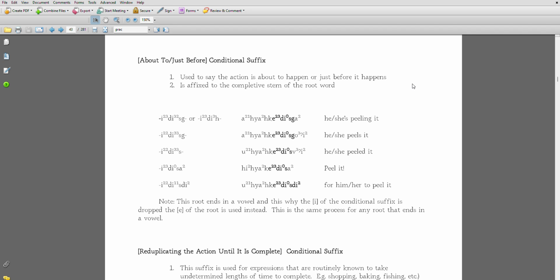About to or just before. Used to say the action is about to happen or just before it happens. Is affixed to the completive stem of the root word.